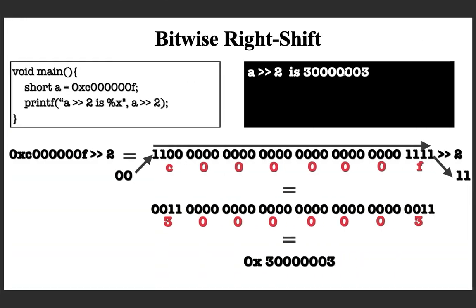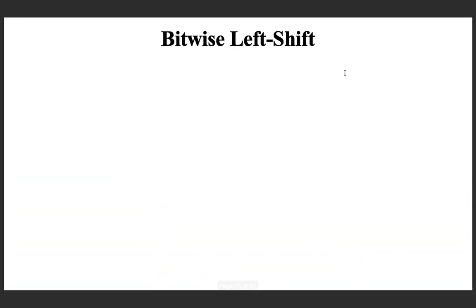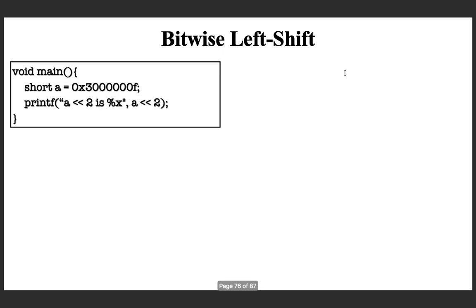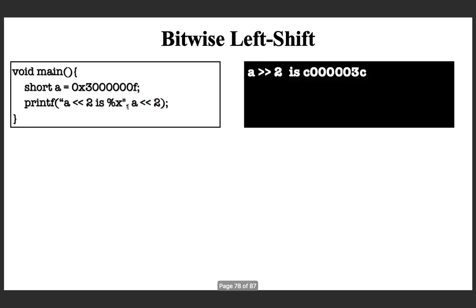Okay. Now let us proceed and look at the last operator that we are going to learn today from the bitwise operators, which is left shift. This is just the opposite. I hope you know what it is. So this is the operator, two less-than signs. So I am going to left shift this value two positions to the left and you will get this value printed. How is it getting printed?